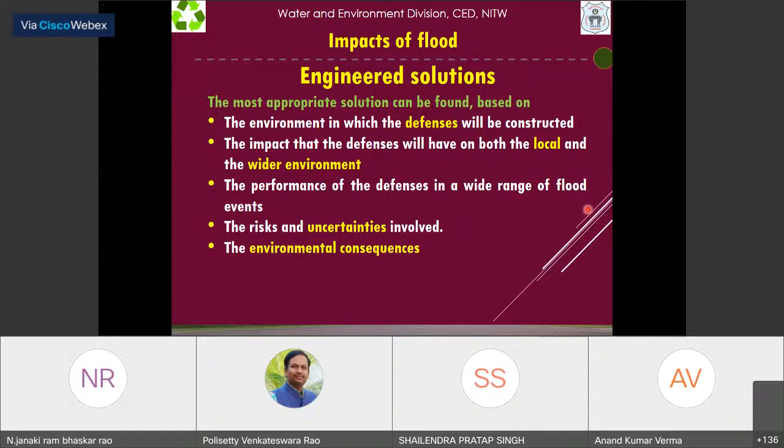Now, I want to do something called engineered solutions. Okay, small scale, okay. Now, from an engineering point of view, what can I do? As I mentioned a few minutes back, it is impossible to completely avoid the flood, but we can minimize the damage likely to be associated with the flood. So what I can do is come up with something called defenses. For the defenses, we can do proper design and modeling, considering the uncertainties involved, the risk involved, and the environmental consequences, and come up with an appropriate defense. So what is this defense?